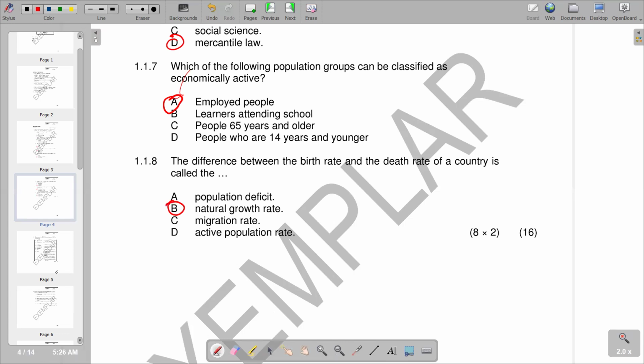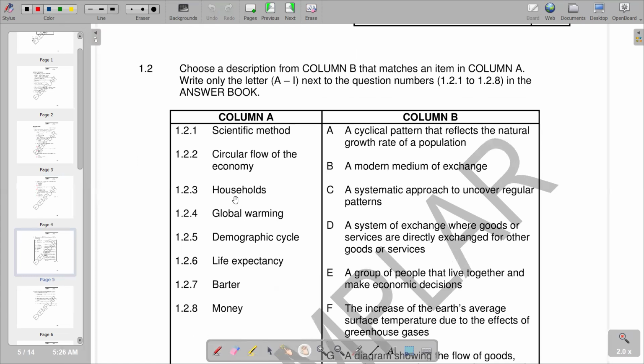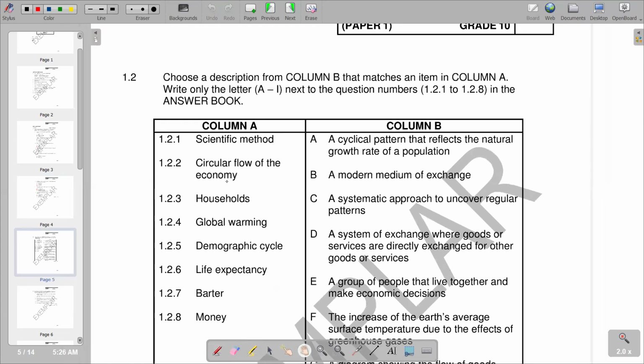Then we move on to the next part of the question, whereby we are going to match words or terms that we have in column A with explanations that we have in column B. So coming here, 1.2 reads, choose a description from column B that matches an item in column A. Write only the letter A to I next to the question numbers, that is 1.2.1 up to 1.2.8, in your answer book. So we're going to start with the first one, which is called scientific method.